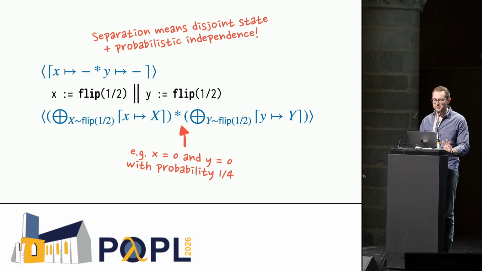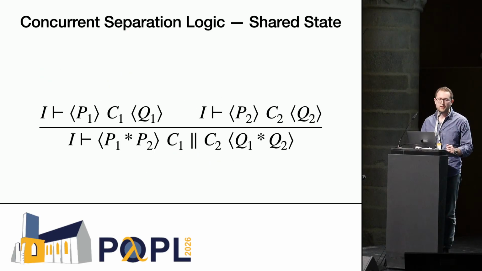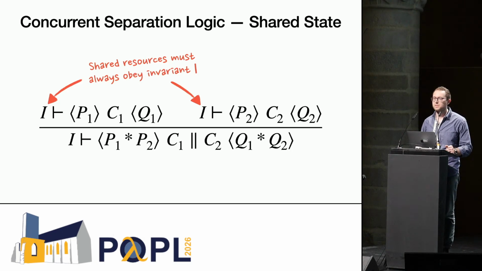So this is a nice start, but of course, the difficult and interesting part of reasoning about concurrency comes with shared state. And concurrent separation logic gives us the ability to reason about shared state using resource invariants. So we add this component I to our judgment. I is an invariant, which basically means that it's true at every step of computation.